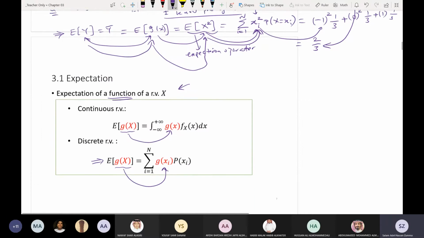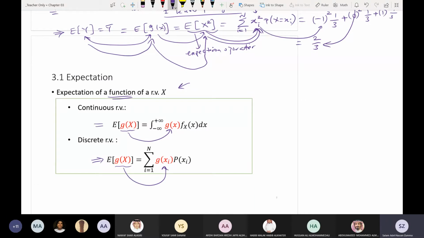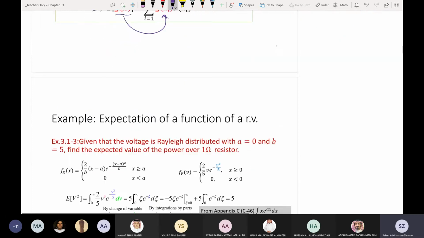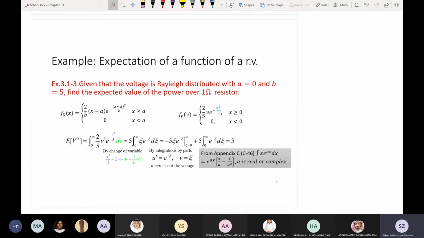And then we came up with this general rule for a continuous random variable. The expected value of a function of a random variable, g of x, equals the integral of g of x multiplied by the PDF. And for discrete, it's equal to the summation where we replace xi by the function g of xi multiplied by the probability of xi. And we stopped here basically in the example. So before we continue, any question about the last lecture?